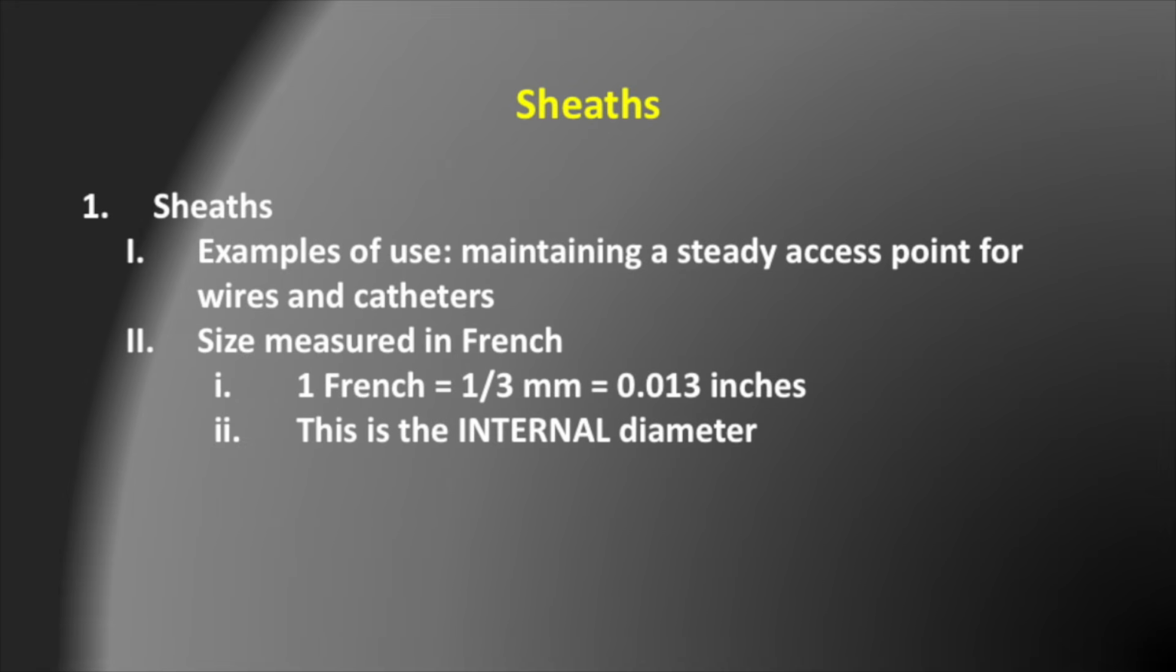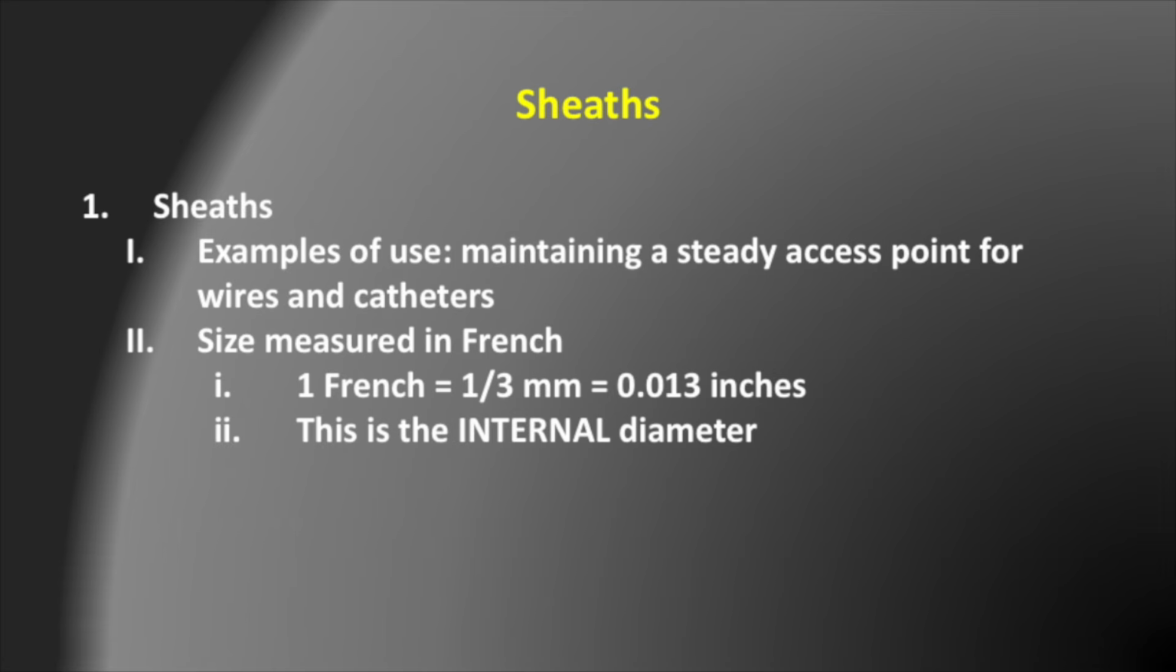So the final tool we'll discuss in this lecture is a sheath. A sheath allows the interventional radiologist to maintain access into the arterial or venous system. You may be wondering, what's the point of a sheath if we can just put a catheter in the artery and do things through a catheter?